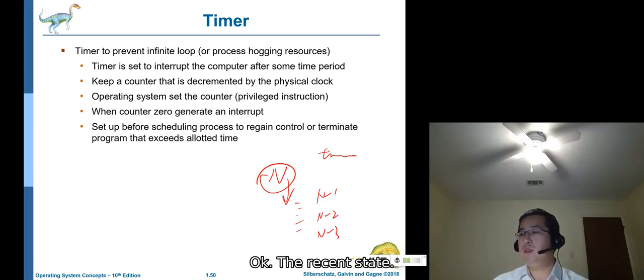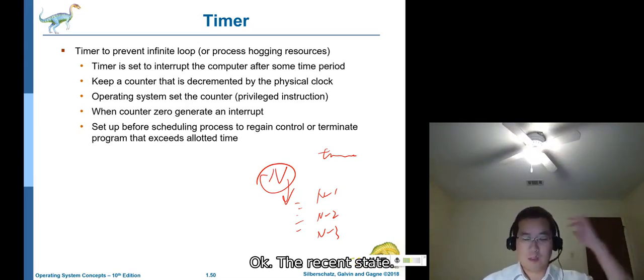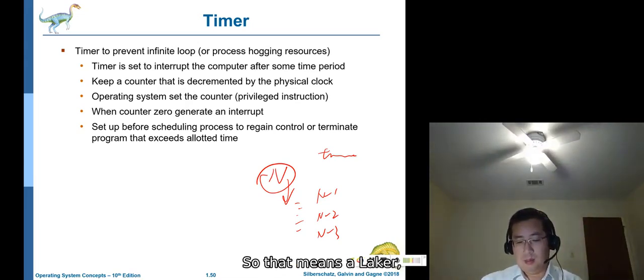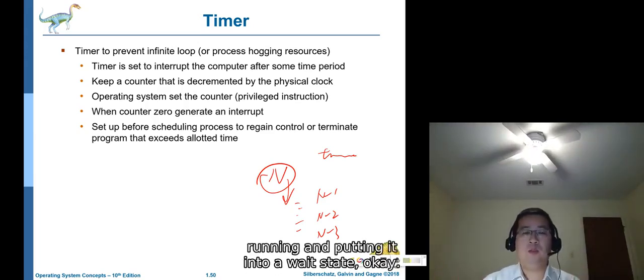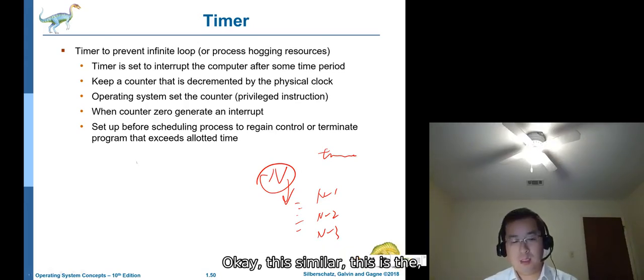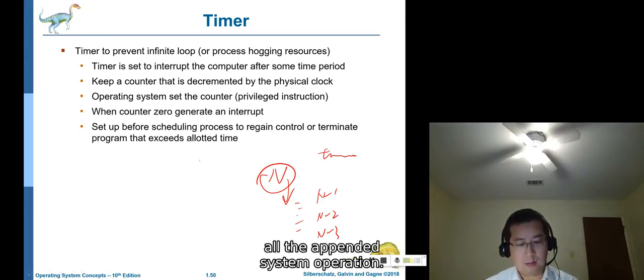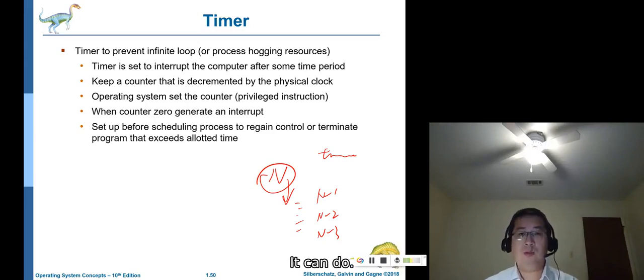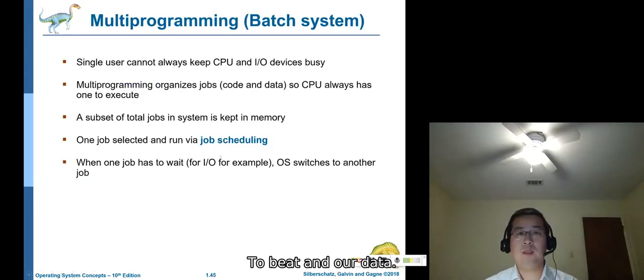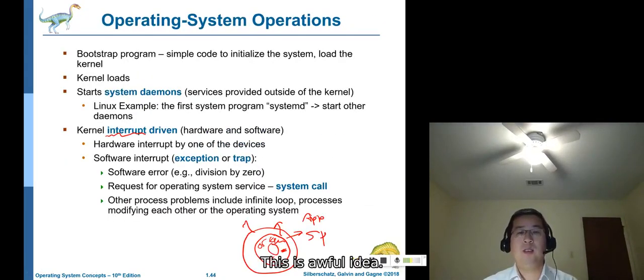We set the state, that means we just revoke or hang up this running process and put it into the wait state. Okay, I think this is all the operating system operations. That means the operating system can do such things. Let's go a little bit further, and after that we have a quiz. This is the overall idea.